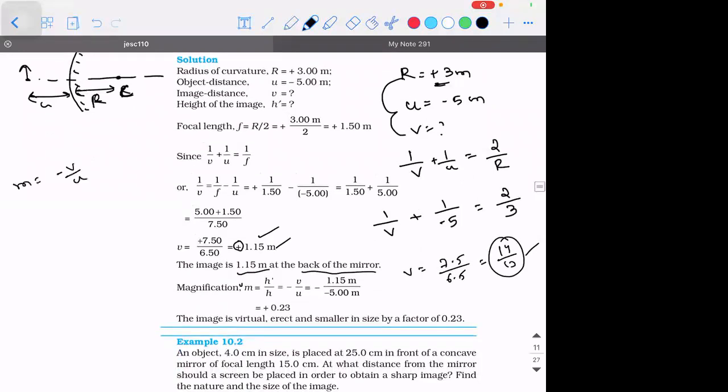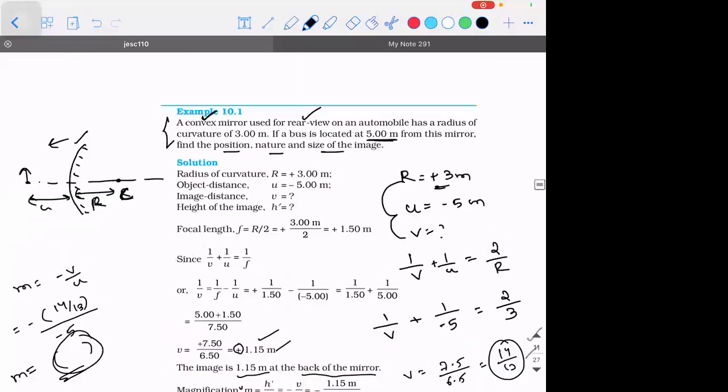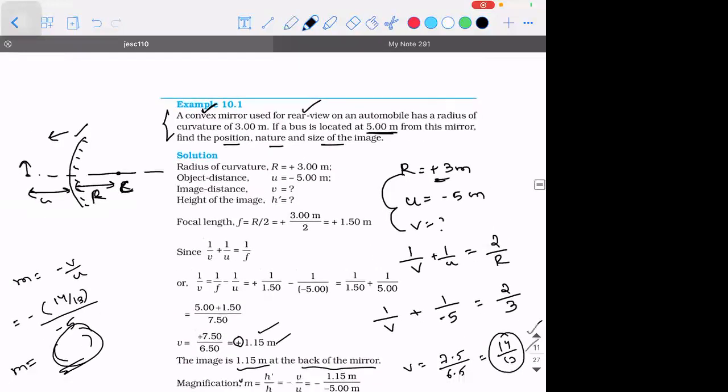The formula for magnification is minus V by U. So it is minus of, what is the value of V, guys? It is plus. So plus 14 by 13. And how much is U? U is minus 5. So whatever is the answer you are going to get. Now tell me logically, should your answer be less than 1 or greater than 1? Even before you try solving it. Less than 1. It should be less than 1 because it is a convex mirror. Convex mirror always forms a diminished image.